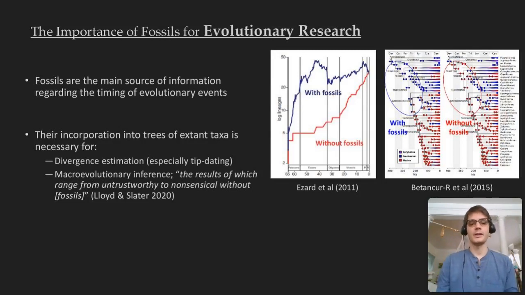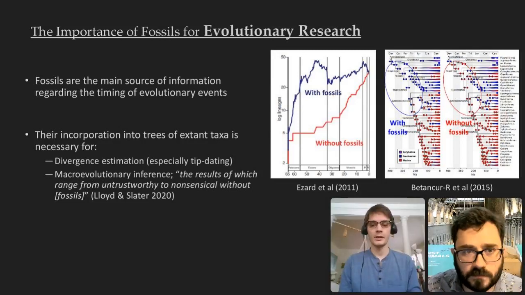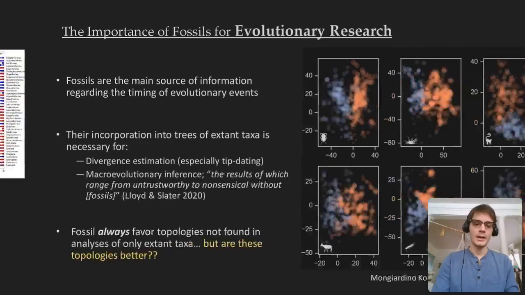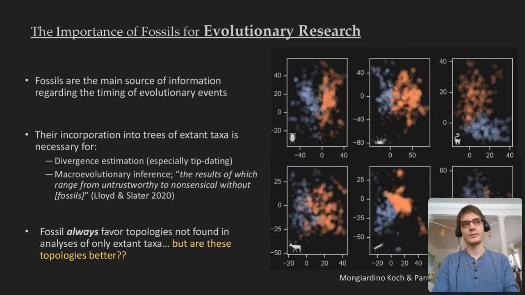Now, it's evident that there's a lot to be gained by incorporating fossils into phylogenies of living organisms. But exactly the consequences, topologically speaking, of doing so are poorly understood. So this year actually, we published a paper where we show that fossils always favor topologies that are not found in the analysis of only extant taxa, so that the incorporation of fossils is actually significantly modifying the resulting topologies that we obtain from phylogenetic analysis of morphological characters. But given that this analysis was based on empirical matrices, we were unable to test whether topologies that include fossils were getting significantly better or significantly worse.